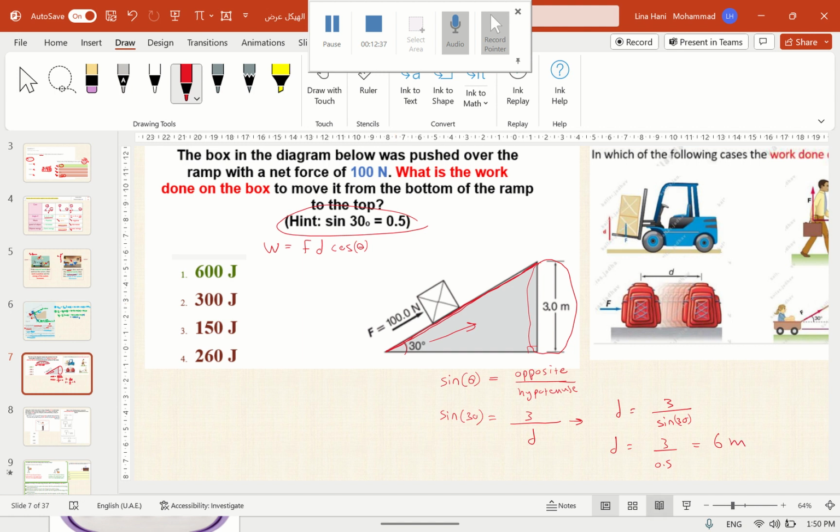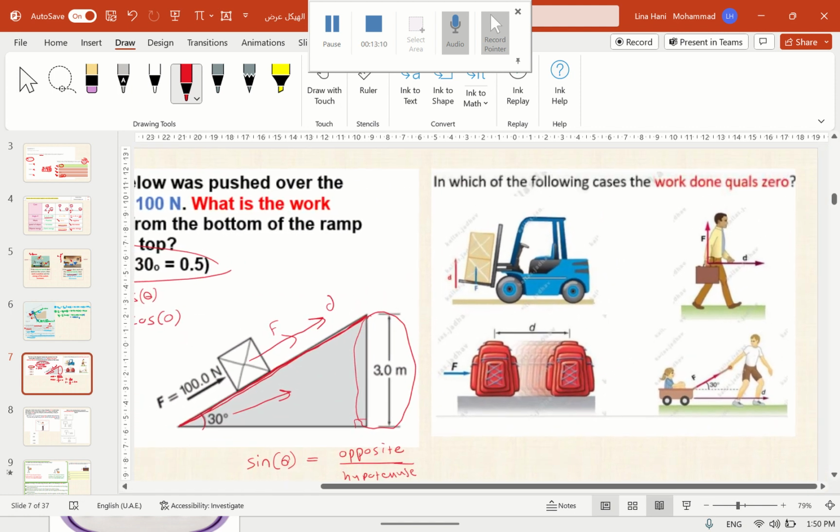Alright, so we have the distance, we have the force, now we can find the work. The force is 100 newtons, the distance is 6 meters. Cosine the angle between them. You can see that this box is traveling up the incline, and the force applied is also up the incline. So the angle between them is 0. 6 times 100, that's 600 joules. Cosine 0 gives you 1. So the answer is 600 joules.